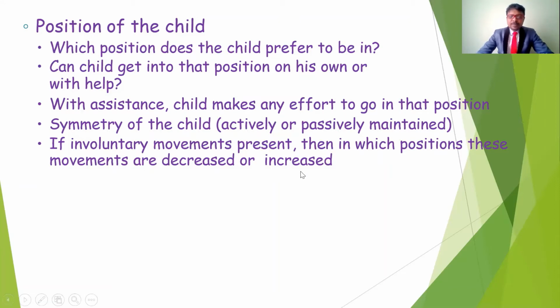If involuntary movements are present, in which position are these movements decreased or increased? Sometimes when they initiate any activities, they may get involuntary movements. In case of athetoid and dystonic types of cerebral palsy, if they try to hold toys or edibles, or try to talk or communicate, abnormal involuntary movements are going to occur.